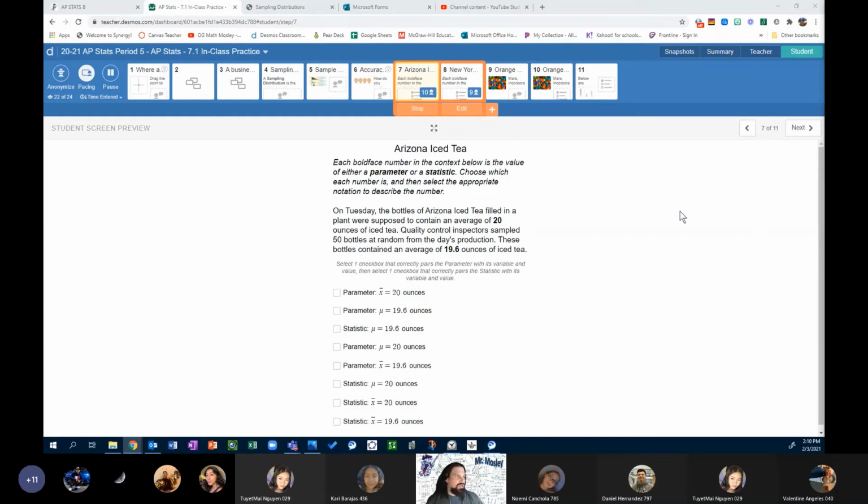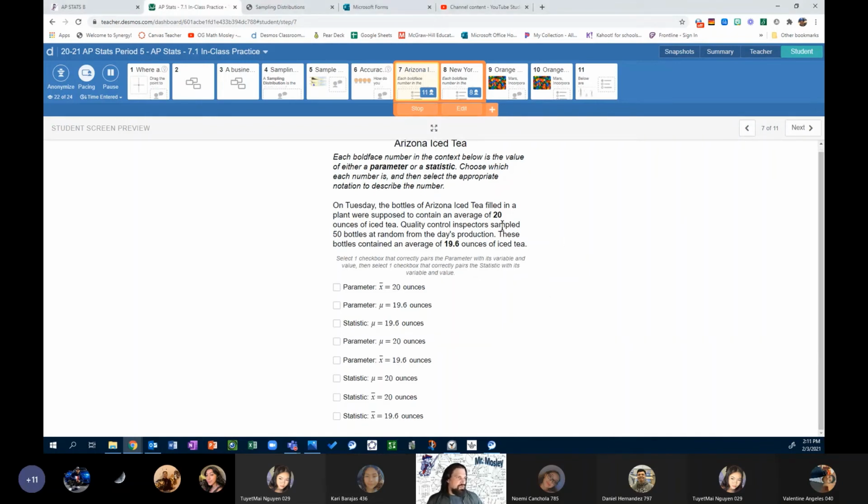We're going to bring it back to the Arizona iced tea question and correctly identify our parameter and statistic. We've got 20 ounces and 19.6 ounces. Those are our bold-faced numbers. The 20 ounces is the parameter, and that would be the mu or mean for the number of ounces in a bottle. So our parameter is mu equaling 20 ounces. The 19.6 is the sample mean, which would be x bar, and that's the statistic because the statistic goes with the sample. So we have statistic equals x bar, or x bar equals 19.6.